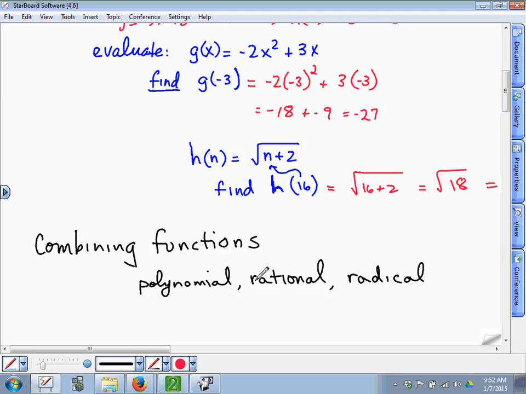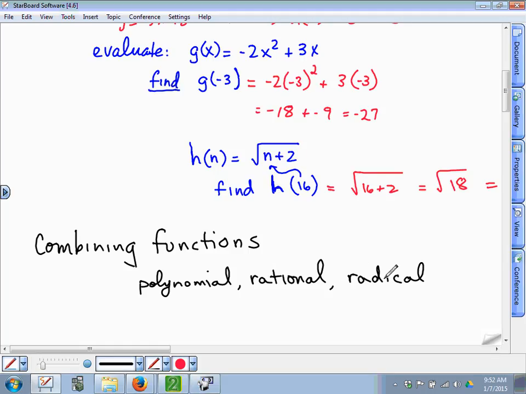Rational. The root word is ratio. Ratio means fraction. Rational functions are things in the form of a fraction, like 3 over x plus 2. That's a rational expression. Anyway, so we're going to combine those.